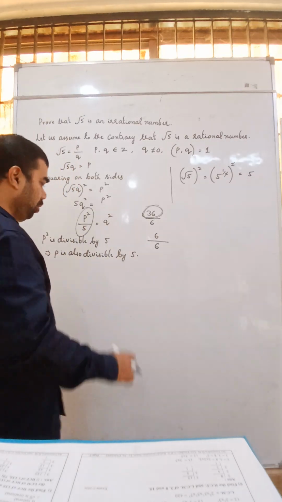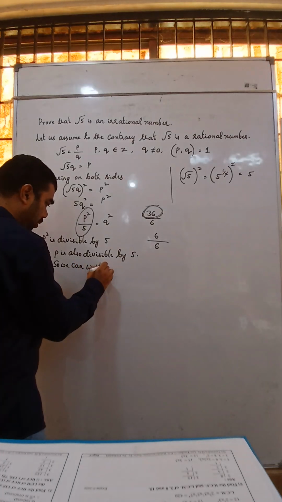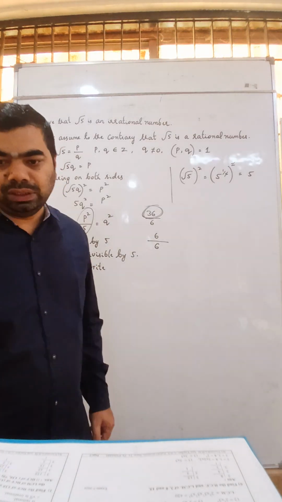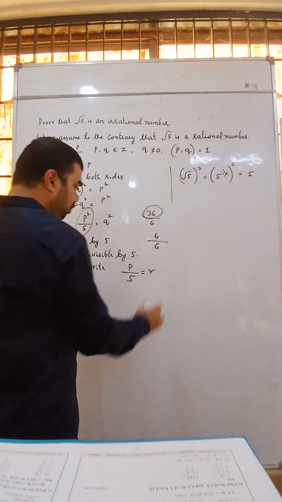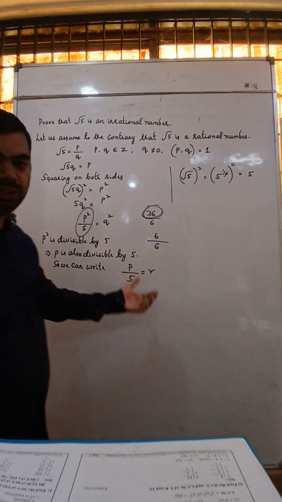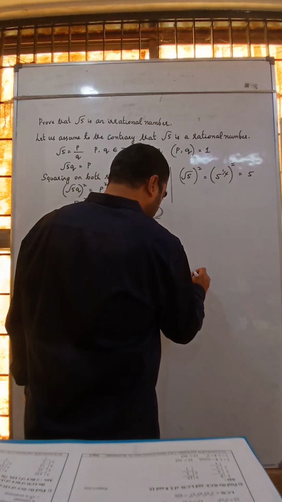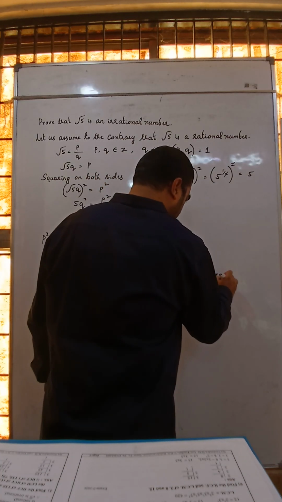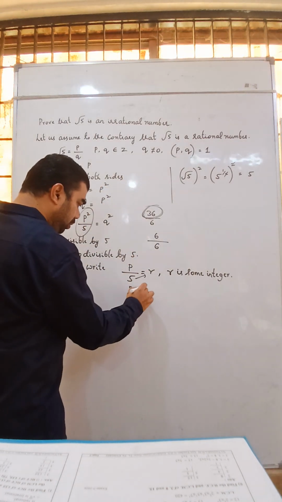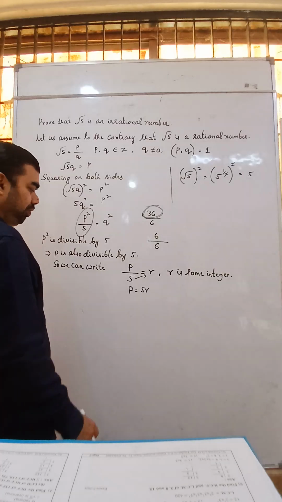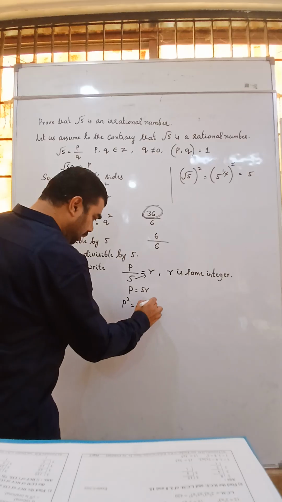So what can we write is that p by 5 is some other integer, which is r. I'll just consider r as some other integer. R is some integer. So cross multiply, I can write p is equal to 5r. Again, if I do squaring on both sides, I can write p square is equal to 25 r square.